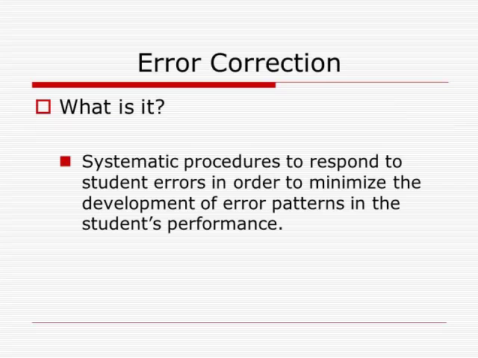Before we begin, let's talk about error correction in general and what it is. Error correction is systematic procedures used to respond to student errors in order to minimize the development of error patterns in the student's performance. Just like we use prompts systematically, consistently over time, the same thing with responding to errors. We want to make sure that we're doing that systematically and consistently from error to error so that the student isn't having error patterns inadvertently reinforced or getting confused by a variety of responses that are occurring.